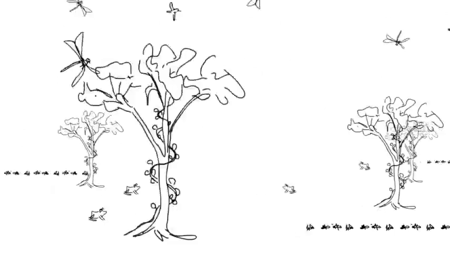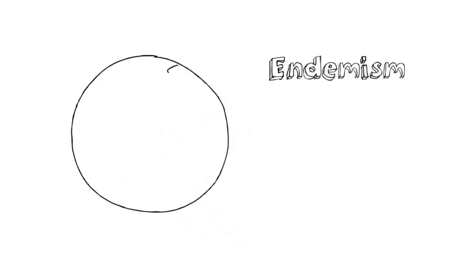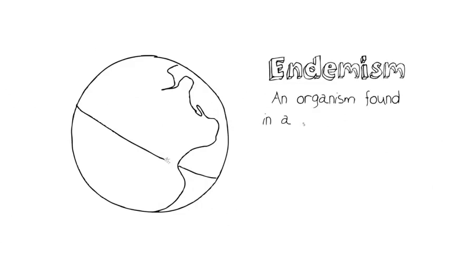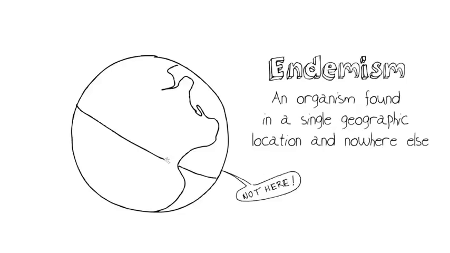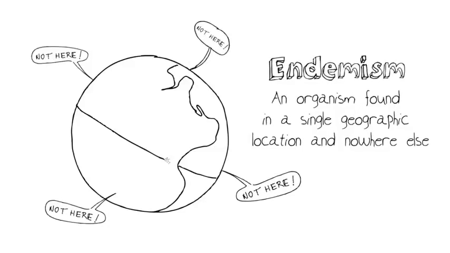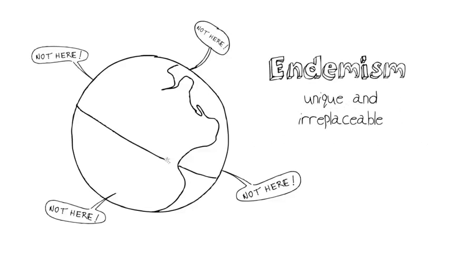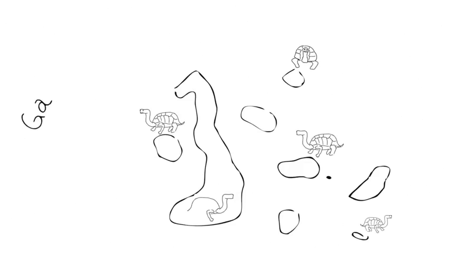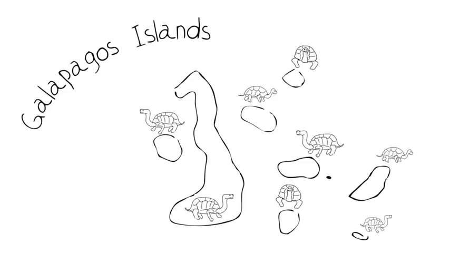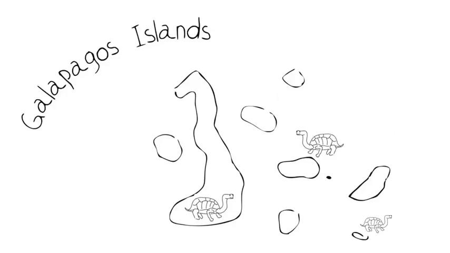Now let's get back to that idea of endemism. An endemic species is a species that's found in a certain area and nowhere else on Earth. In other words, endemism is a measure of how unique and irreplaceable something is. An example of an endemic organism that resonates with people is tortoises. If you think about the Galapagos Islands, for example, most islands have their own special type of tortoise. It lives there and nowhere else. So if something happens to wipe out the tortoises on that island, those tortoises are gone forever. They're not found anyplace else. They were irreplaceable.